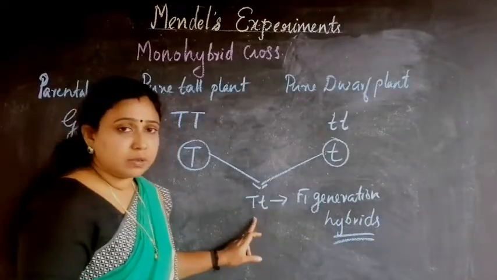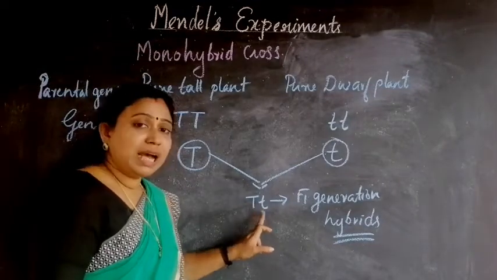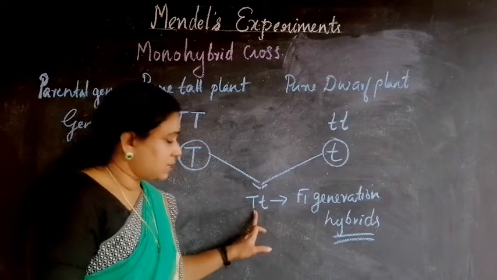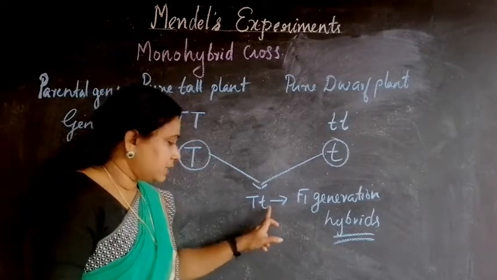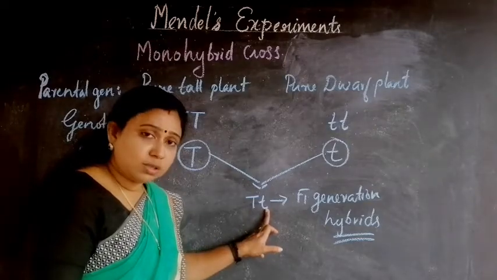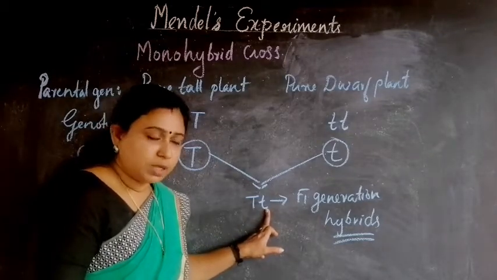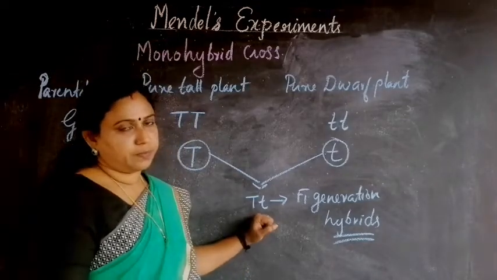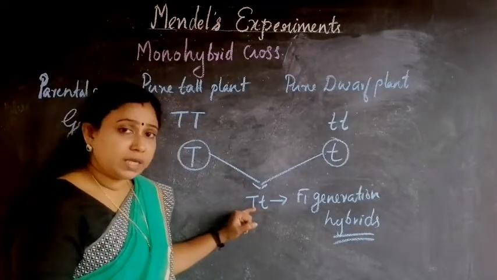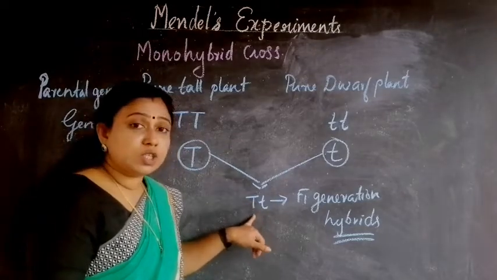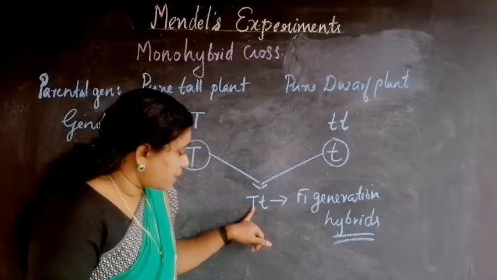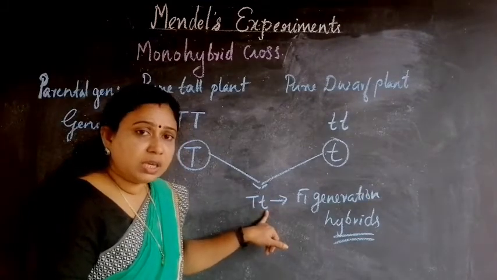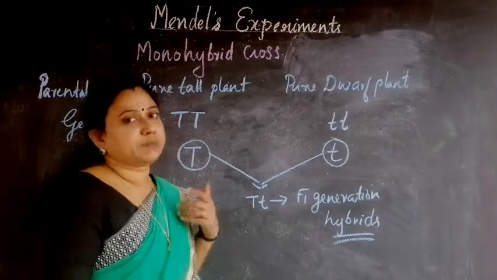They are not pure. They have both the different alleles. One allele is capital T, that shows tallness, and the other allele is small t, that shows dwarfness. Even then, the phenotype of the plant will be tall. Why? Because of the presence of the dominant gene, and this dominant gene suppresses or masks the recessive gene, and the dominant gene will be expressed.